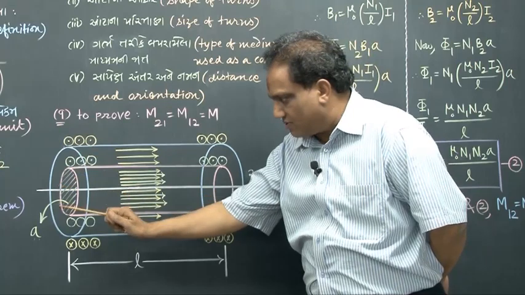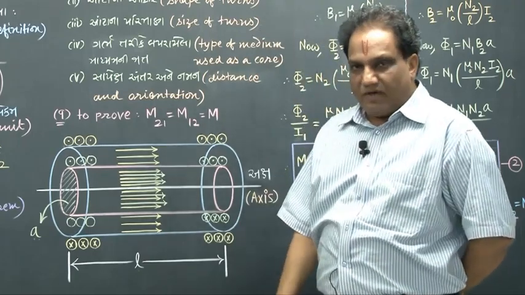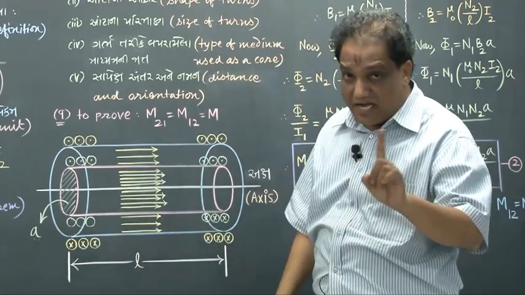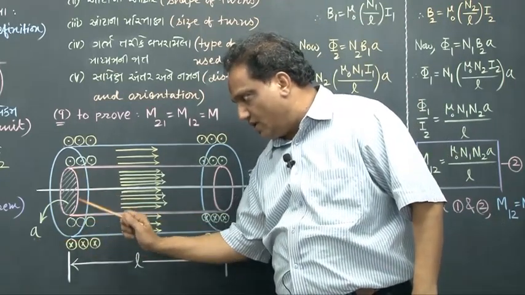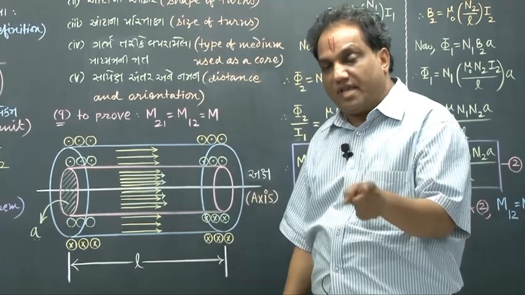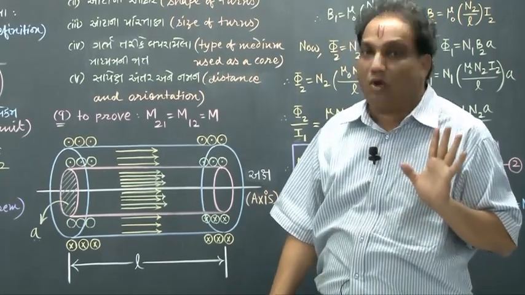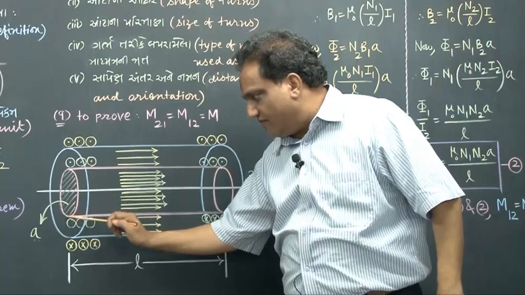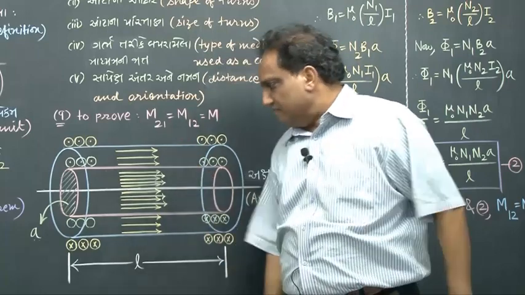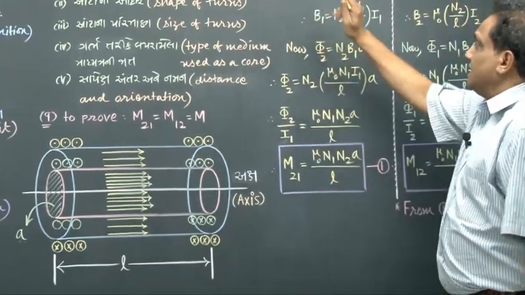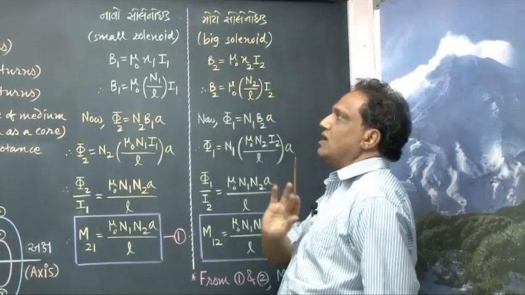The cross-sectional area of the smaller solenoid I am taking as small a. Mind well, small a is not the radius. It is the cross-sectional area of the smaller solenoid, or you can say the common area of intersection between the small and big solenoid. This much is the area of intersection, the common area in both the solenoids. Now consider the small solenoid as solenoid number 1 and the big solenoid as solenoid number 2.